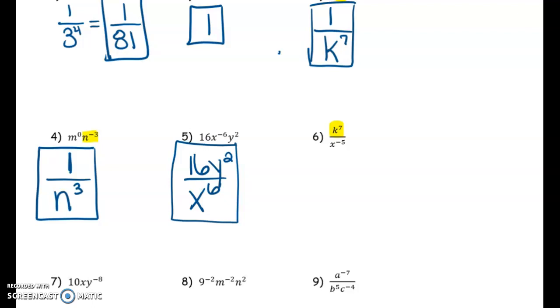That's a positive exponent, so that's going to stay in the top. It's not going to move anywhere because it's a positive exponent. Then I'm going to go to the denominator. I have an x to the negative 5th.